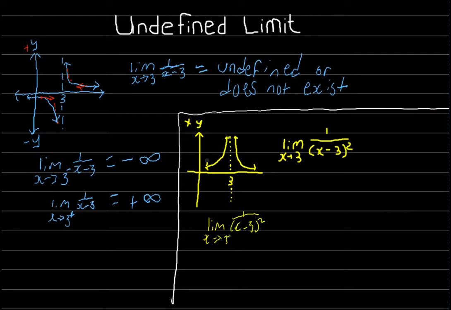On the graph, we can see here from the left hand side as it tends to 3, it is going upward towards the positive side of y. So this is tending to positive infinity.